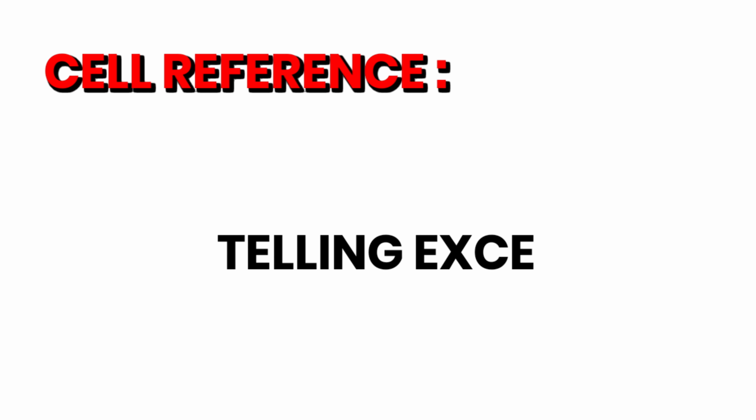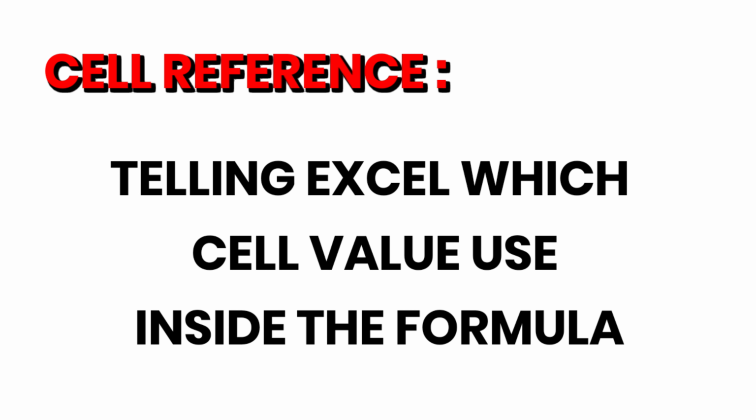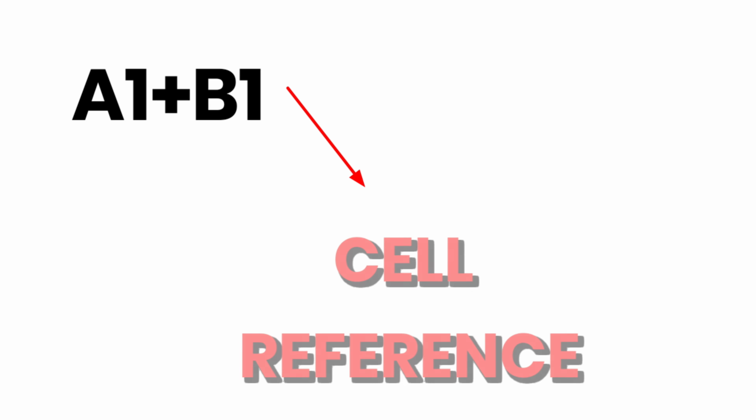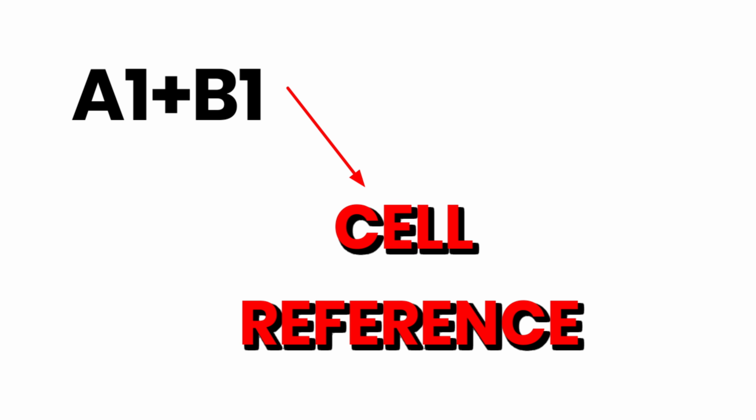What is cell referencing? First question, what is cell referencing? Cell referencing means telling Excel which cell value to use inside the formula. Okay, for example, A1 plus B1. Here A1 and B1 are called cell references. There are 3 types of cell references.